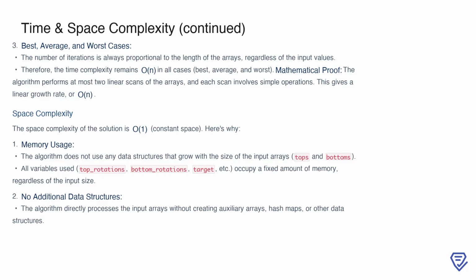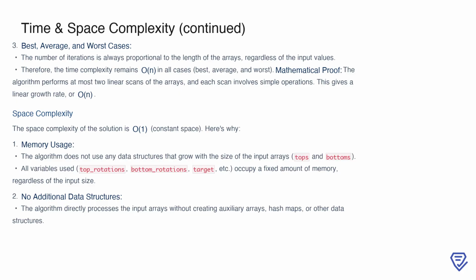This is because the number of iterations is always proportional to the length of the input arrays, regardless of their actual values. Mathematically, the algorithm performs at most 2 linear scans of the arrays, with each scan involving simple operations like comparisons and increments. This linear growth rate confirms an O(n) complexity.